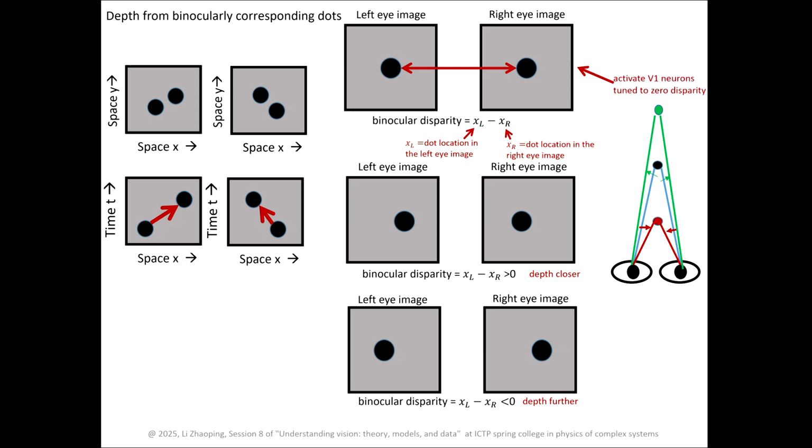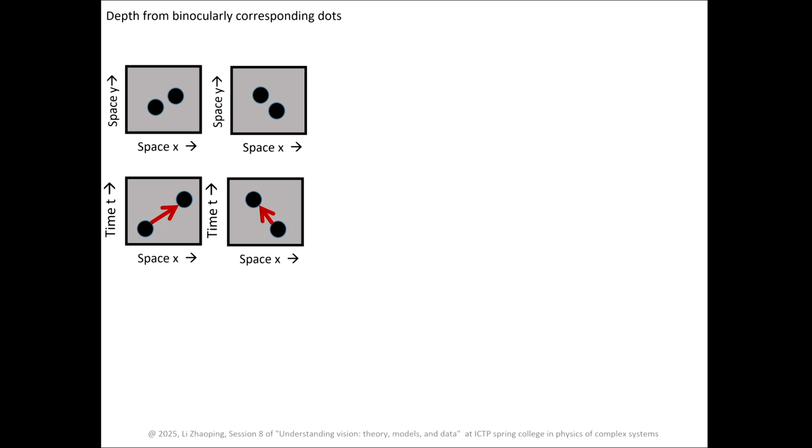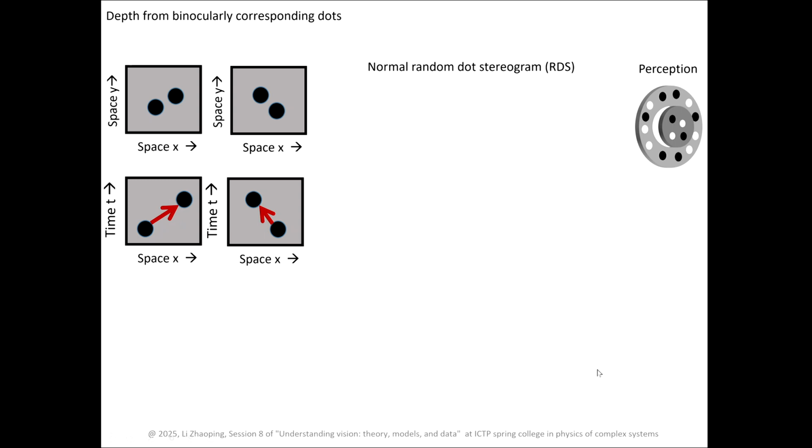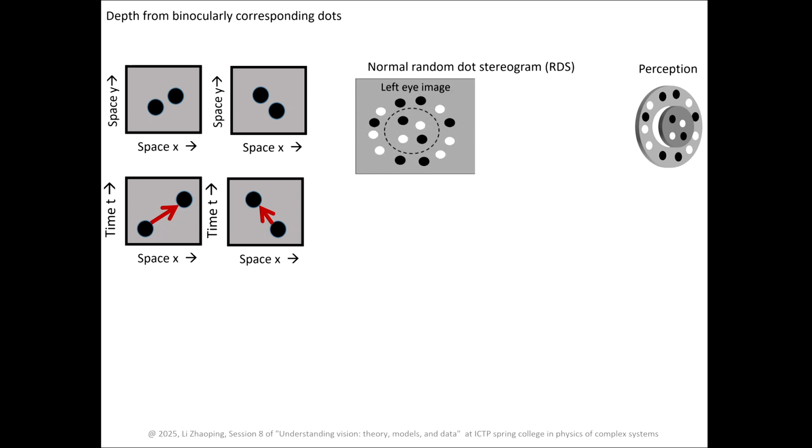This dot in the first example should activate V1 neurons tuned to 0 disparity. This should activate V1 neurons tuned to a near depth, and this should activate V1 neurons tuned to a far depth. One can therefore make a random dot stereogram to depict a 3D scene with a central disk of random dots in front of a surrounding ring of random dots. Start with an image of random dots for the left eye. The dashed circle is not part of the image, but it encloses the dots intended for the central disk.